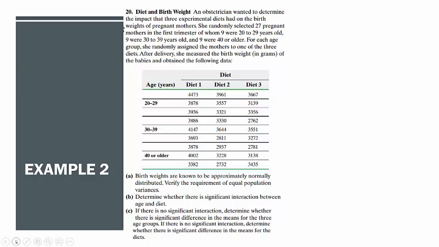Okay, so here we have data on birth weight of babies born to mothers of various ages who followed different diets in their first trimester of pregnancy. So we have an obstetrician who wants to determine the impact of 3 different experimental diets. So what they want to understand is the impact of the diets on birth weight. So our response variable is birth weight. All those numbers you see in the table there are the birth weights of the babies.